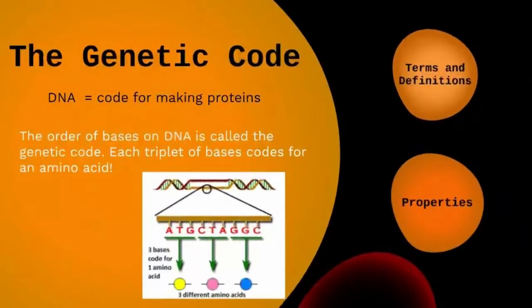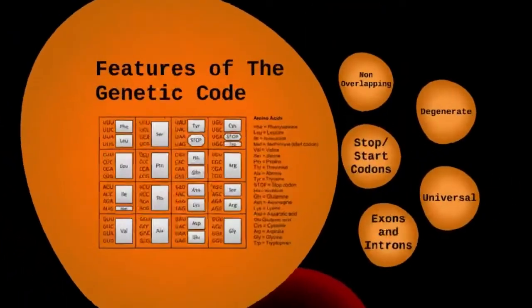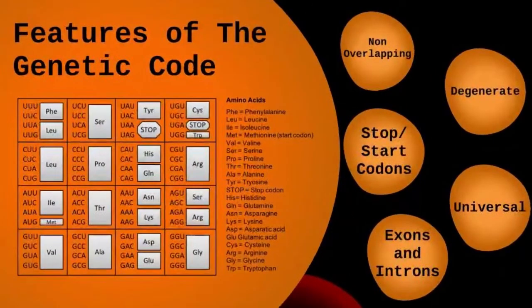So now let's go back to our genetic code. As I said, each set of 3 nucleotide bases, referred to as a codon, will encode for a different amino acid. So what are the features of the genetic code that you need to know? First one, it is non-overlapping. What does this mean? It means that each triplet is only read once.